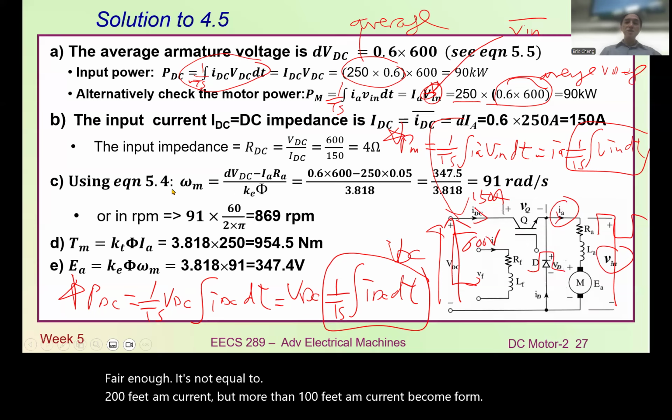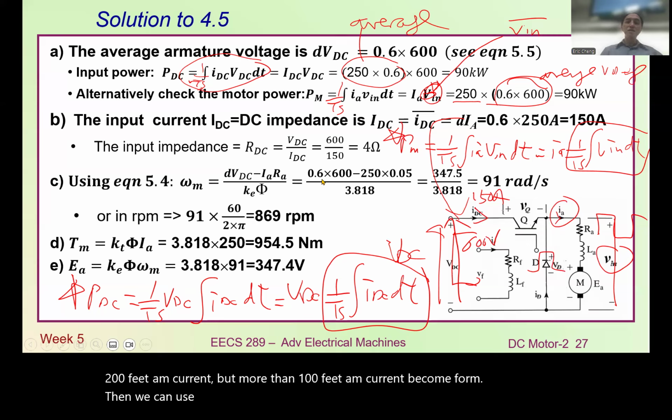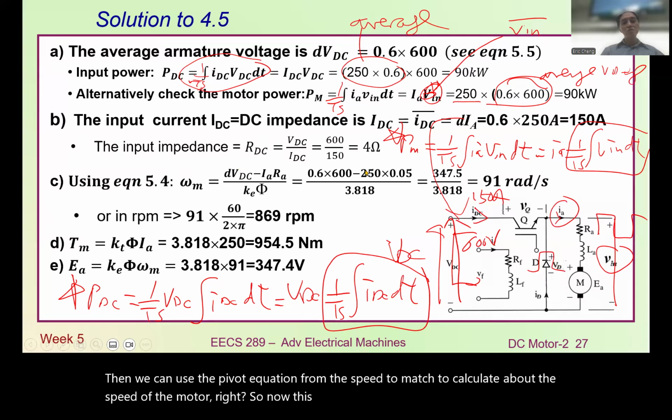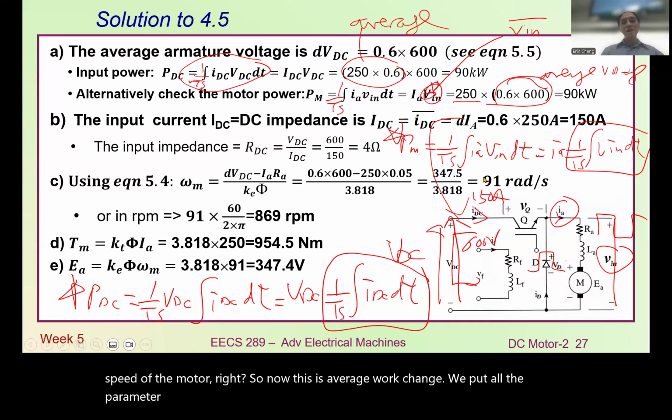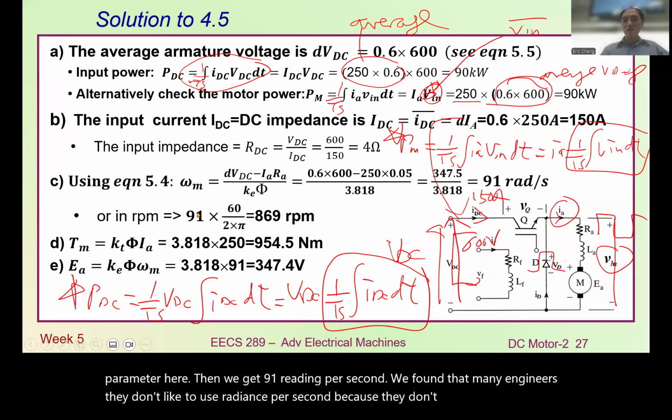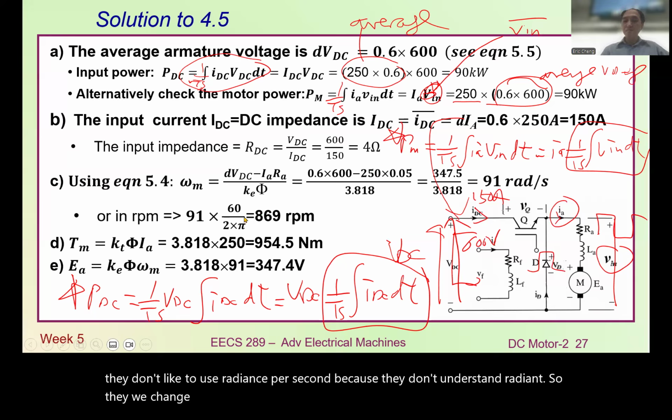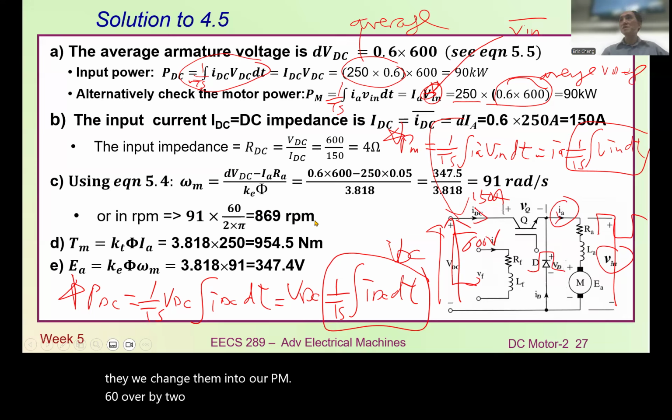Then we can use the previous equation for the speed to calculate the speed of the motor, right? So now this is the average voltage. We put in all the parameters, then we get 91 radian per second. We found that many engineers don't like to use radians per second because they don't understand radians. So we change it into RPM, multiplying by 60 over 2 pi. We tend to use RPM. They understand RPM more anyway.